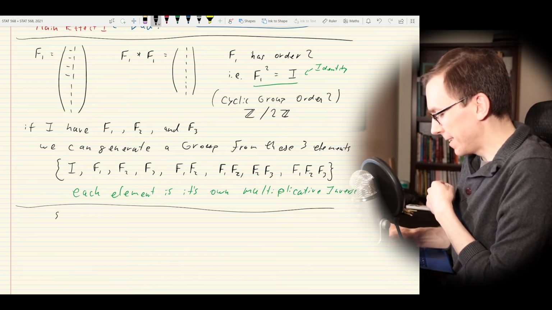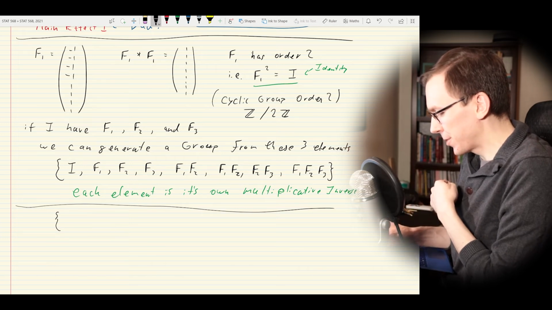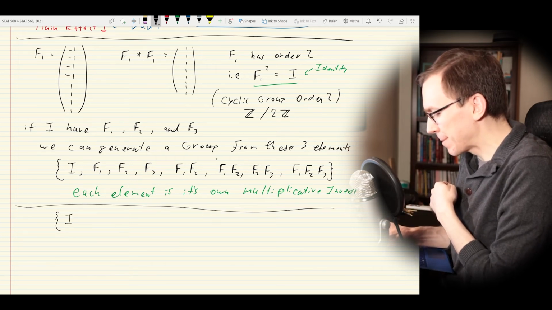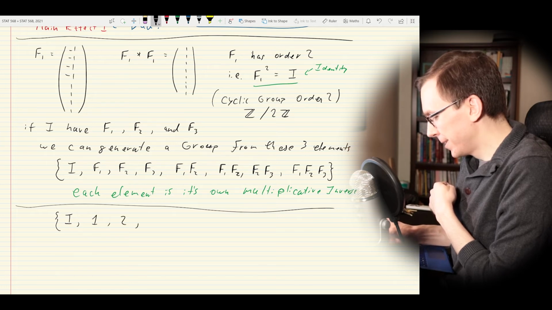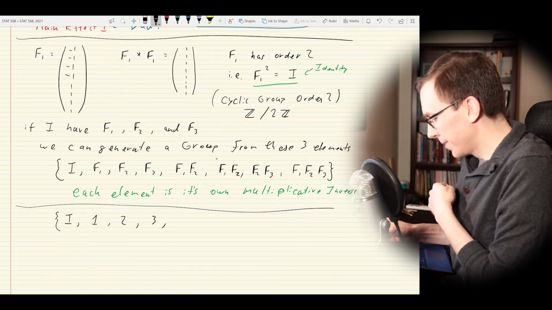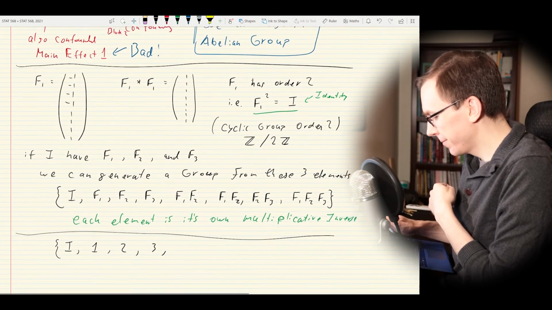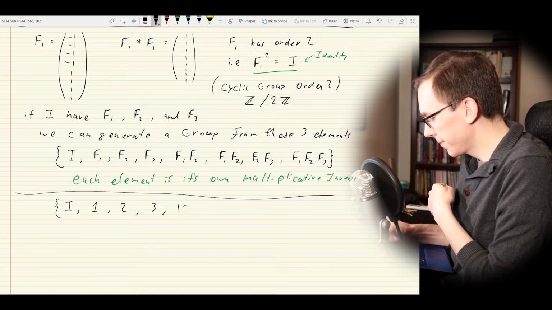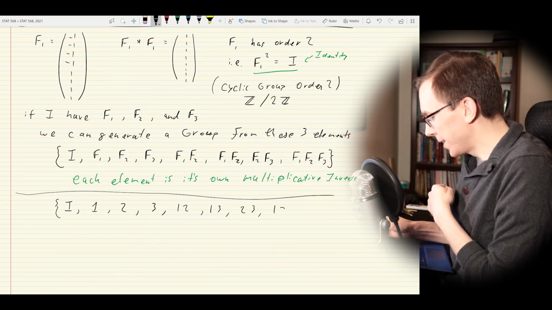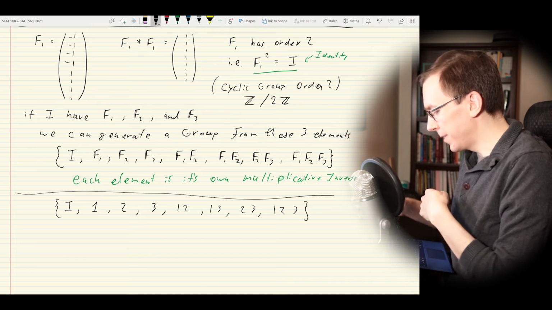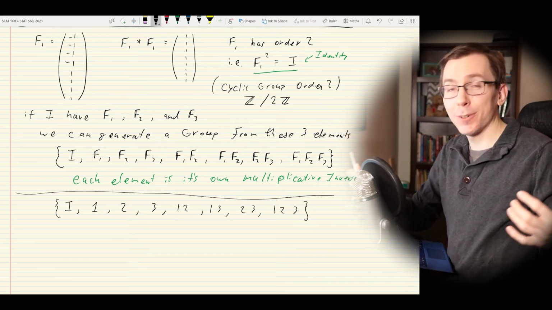So now that we kind of have that established, the point is that I can rewrite this and drop the F's, because the F's are just going to be annoying. I'm going to have I as my identity, and then I can have 1, 2, 3. Well, I'll just forget the parentheses. We'll just say 1, 2, 1, 3, 2, 3, and 1, 2, 3. So these are all the possible elements I have. These are all the columns.